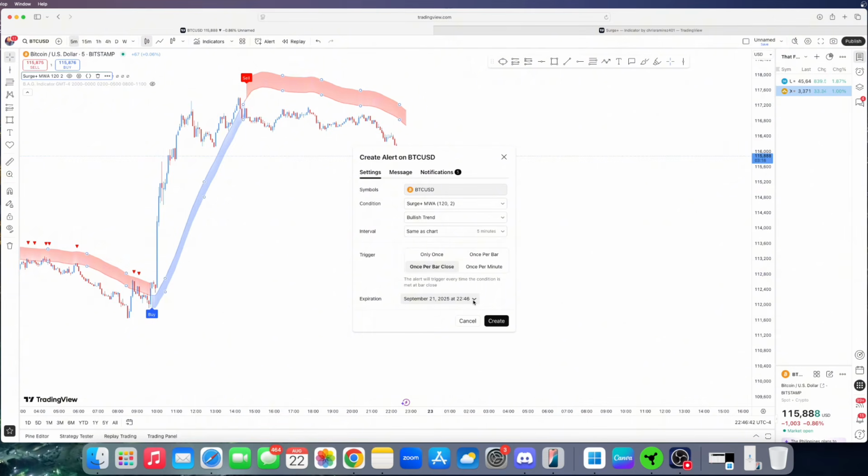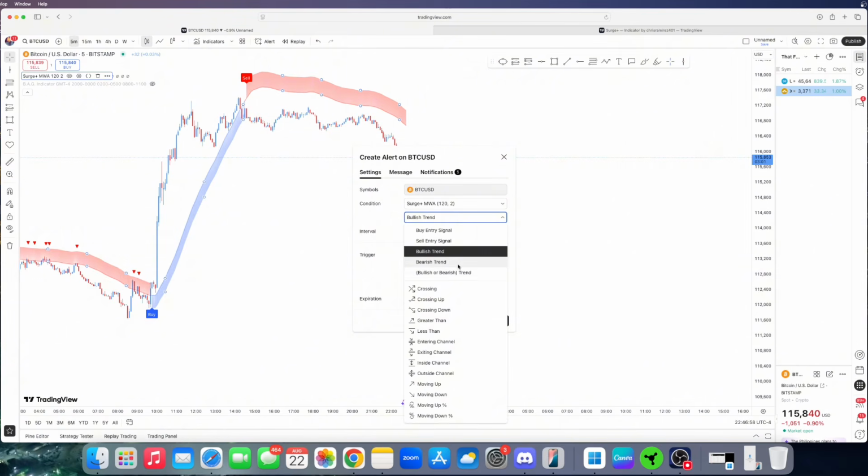If you're a premium member and you can keep open-ended alerts, by all means do so. The majority of people don't have open-ended alerts, so it will expire in a month and you will have to redo this process again. So keep that in mind, all right? But that's pretty much how you set the alerts.